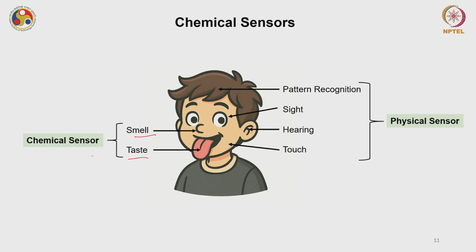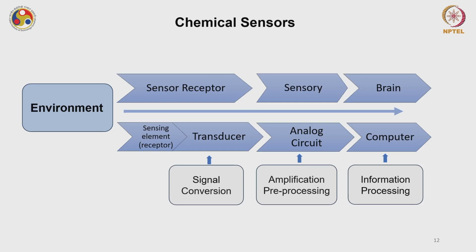So chemical sensor, whenever we say, we mostly talk about smell and taste. At least in this course we will be discussing smell, which is detection of some gases which can be toxic, non-toxic, or explosive in nature. So we'll see some of the gas sensors under this heading of chemical sensor.